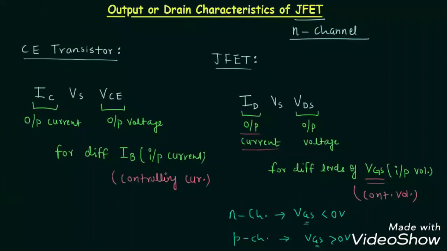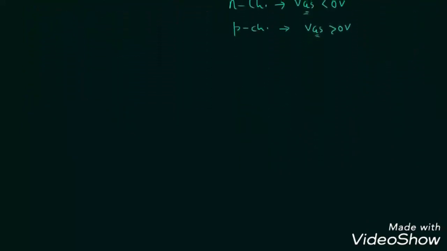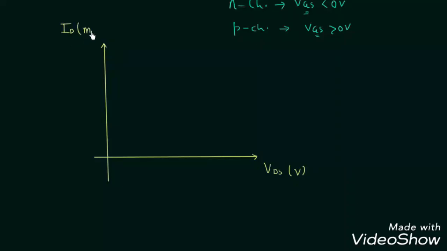Now we will plot the output characteristics, and for this we will first draw the x-axis and the y-axis. The x-axis is for the independent quantity, which is VDS in volts. The y-axis is for the dependent quantity, which is the drain current ID in milliamps. This is the origin, and with JFET there comes the values of IDSS and the pinch off voltage.